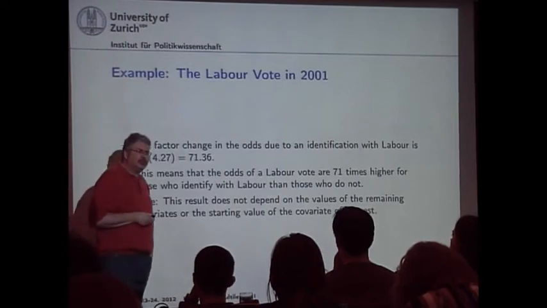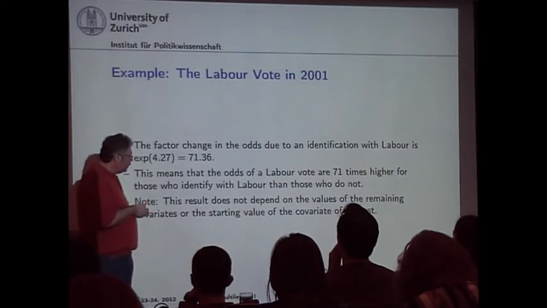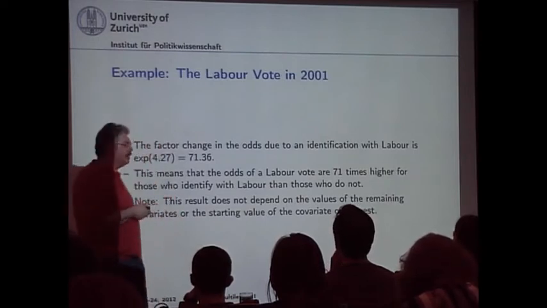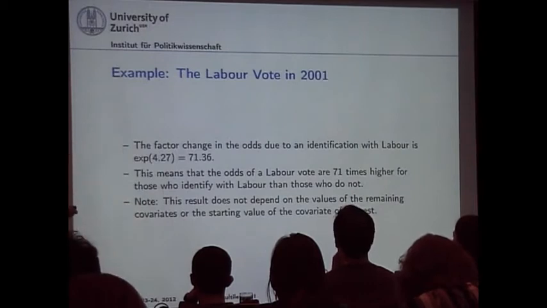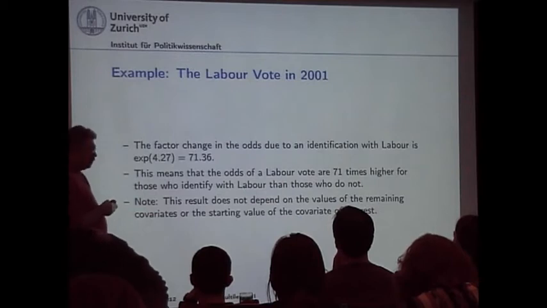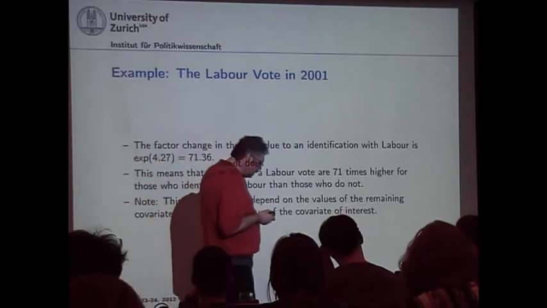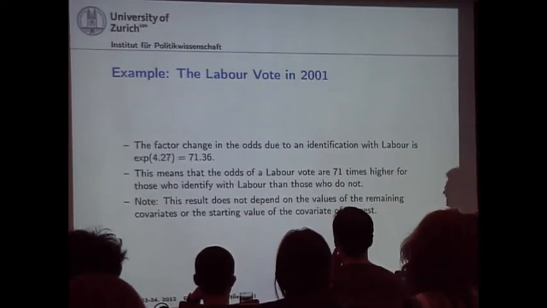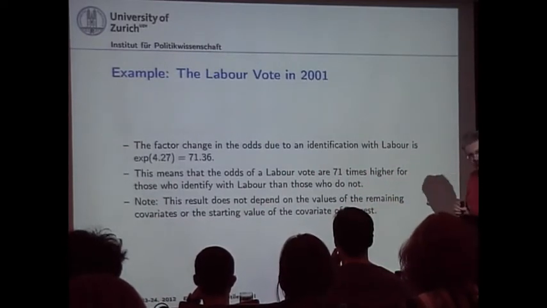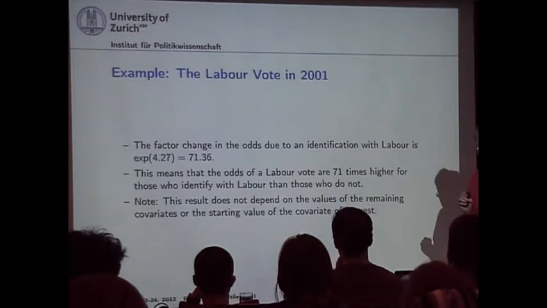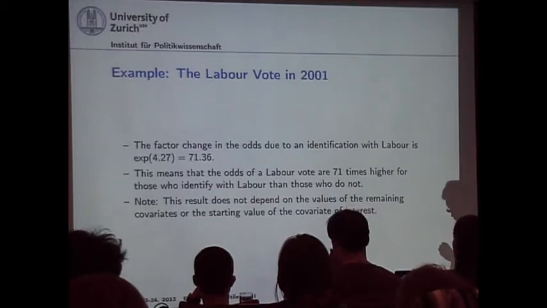Sometimes that produces very dramatic results. So based on our estimate of the effect of the labor identifier, the odds ratio, or the factor change in the odds, is 71. What does that mean? Well, the odds of voting for labor versus another party are 71 times higher for those who identify with labor than those who don't. That's a pretty big effect.